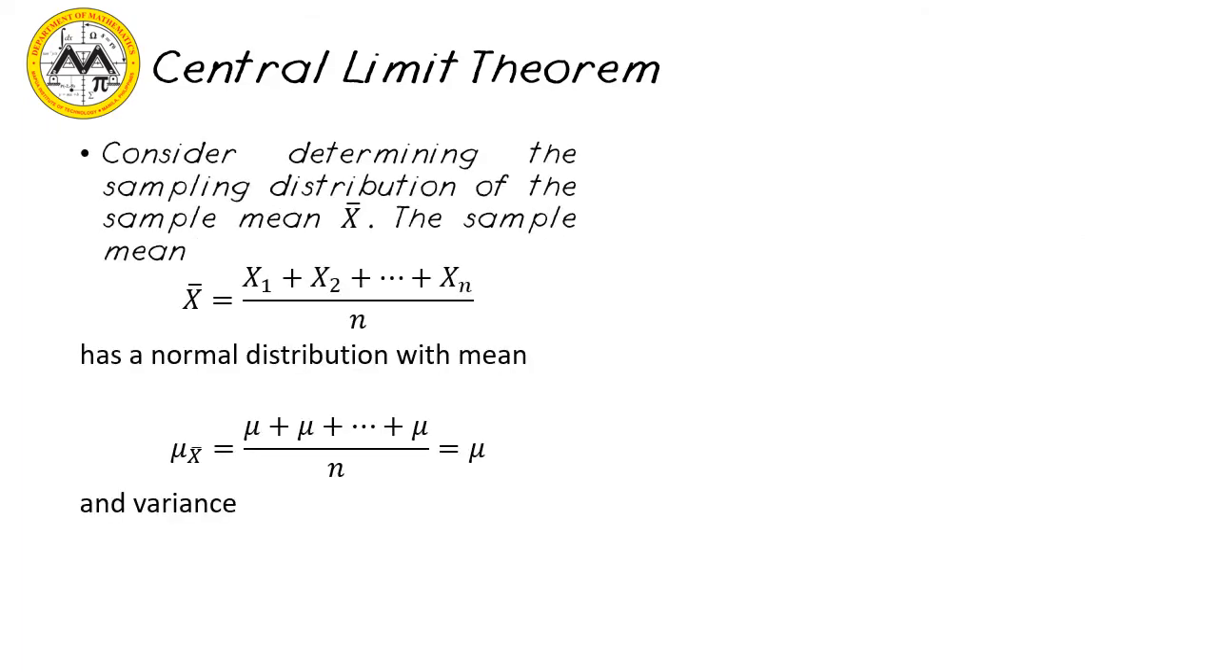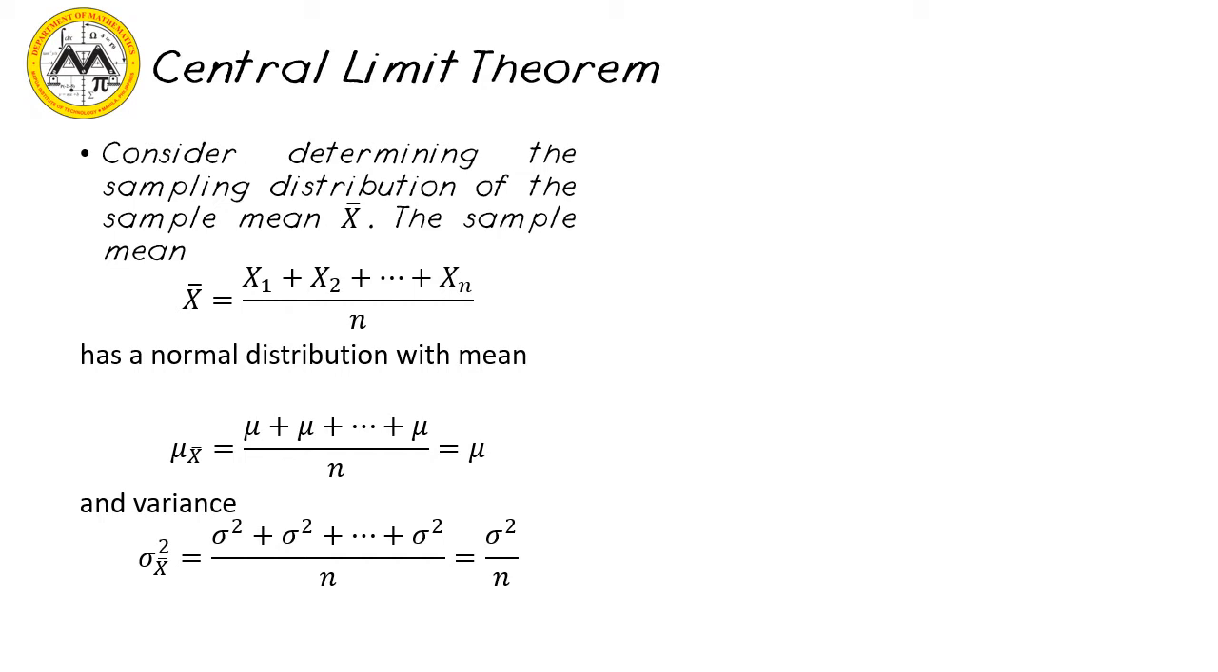In the central limit theorem, if we are going to consider a sampling distribution of the sample mean x bar, the sample mean is the sample of all such means or all such elements. So x bar is the average of all x's divided by n. It has a normal distribution with mean mu of x bar equal to the average of the means, which is mu plus mu plus mu and so on and so forth all over n. Take note that they have the same means.